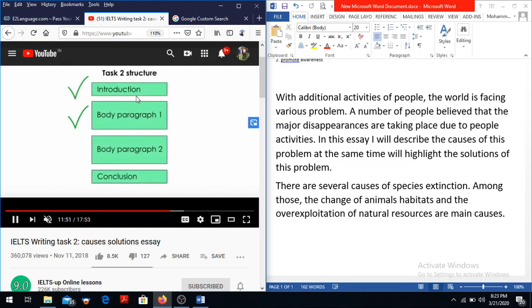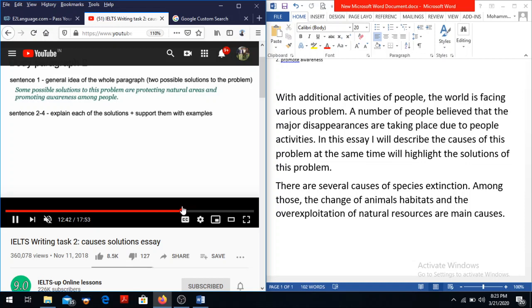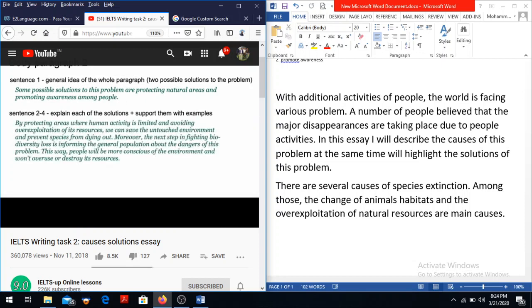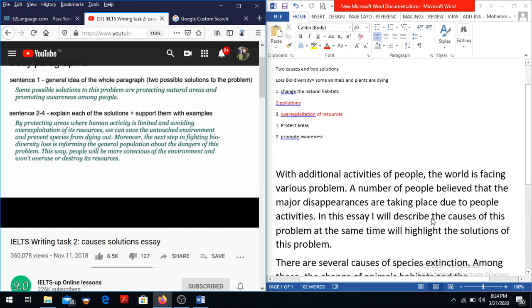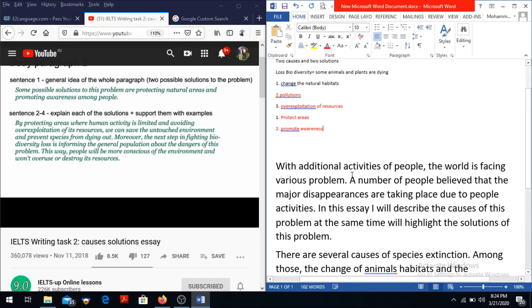So the introduction is done, body paragraph 1 is done. Now we will do body paragraph 2. In body paragraph 2, the general idea is some possible solutions of this problem are protecting natural areas and promoting awareness among people. So these two, you see: protect area and awareness of people. We can remember protect area and awareness of people. So these two we have covered here.